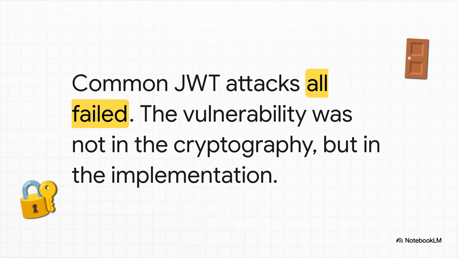But here's the twist in the story, and this is so important. The students tried all the classic JWT attacks. They tried to forge a new token. They tried to trick the server by changing the algorithm in the header to none to bypass the signature. And you know what? All of those attacks failed. The signature itself, that cryptographic lock on the passport, was perfectly secure. The problem wasn't the lock. The problem was that the whole passport was left lying on the coffee table.